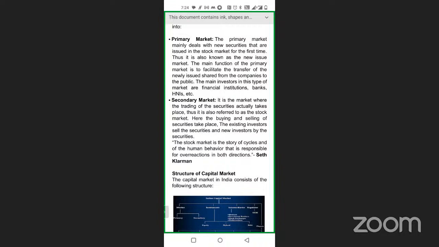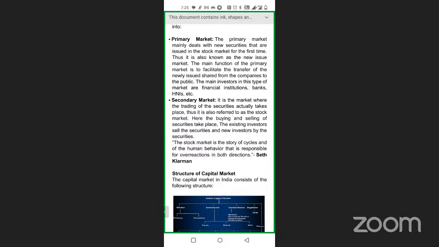Primary market mainly deals with the securities that are being issued in the stock exchange for the first time. That's why it is called new issue. And the main function of this market is to facilitate transfer of the newly issued shares from the company to the public. So the primary market is the market where securities are issued for the first time, and it is the duty of the primary market to sell the securities on behalf of the company to the general public. So that was the work of the primary market.